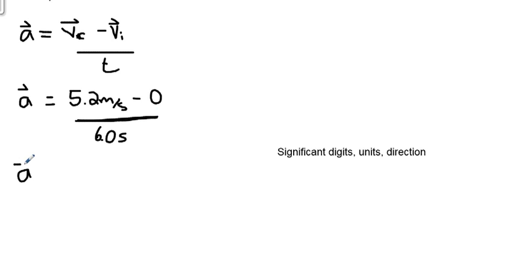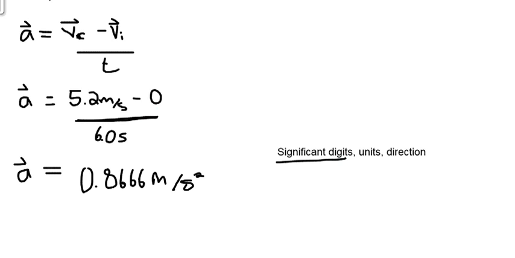Our value for acceleration will be equal to 0.8666 meters per second squared. Okay, our units for acceleration are meters per second squared. Like with all questions, we need to go through our checklist. Do we have the right number of significant digits?